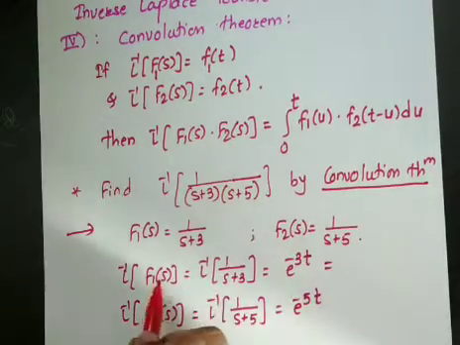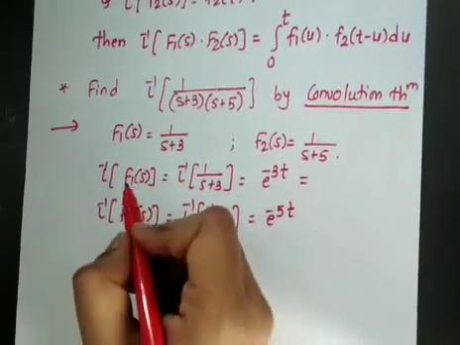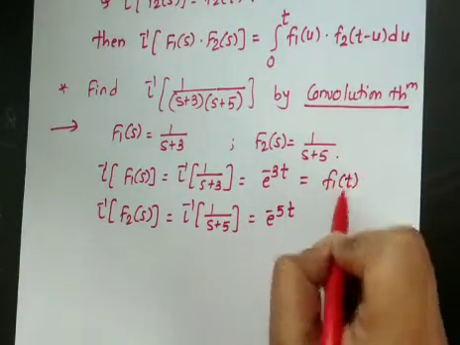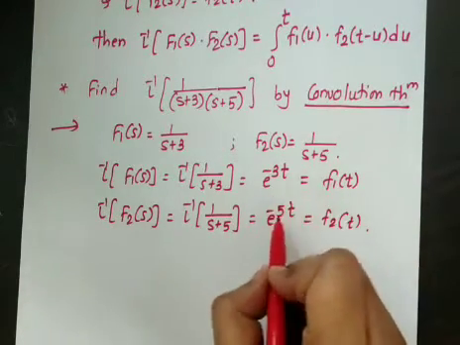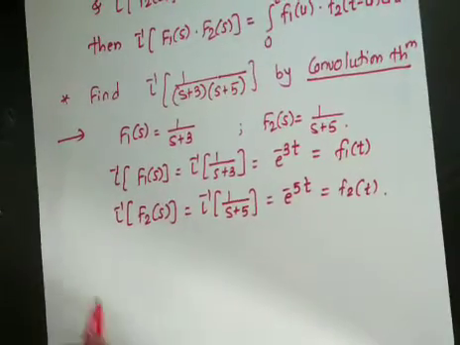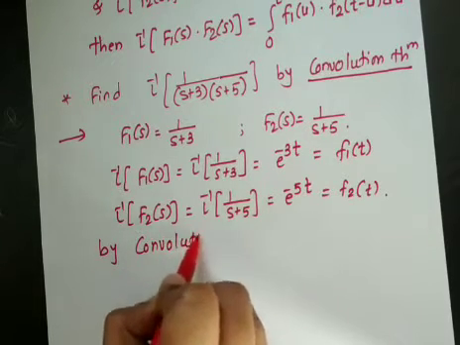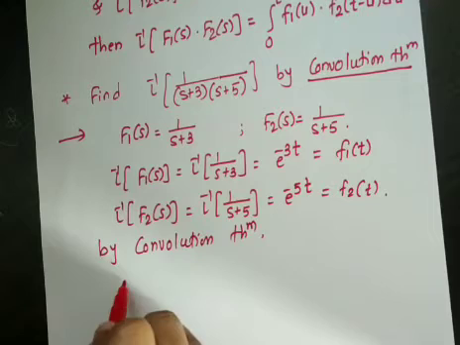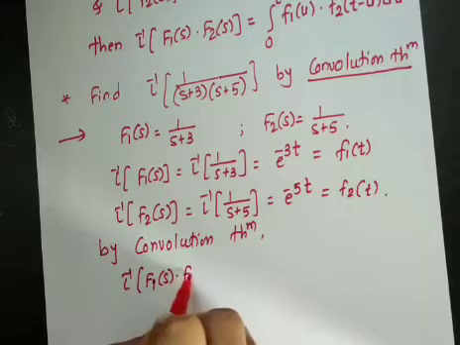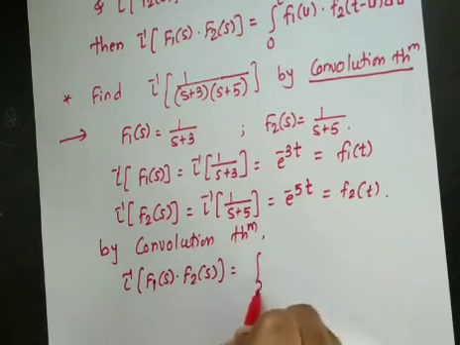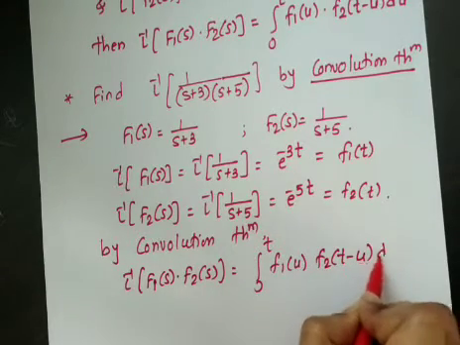So for the first function, Laplace inverse of f1(s), we will call it f1(t), and for the second we will call f2(t). So this is your function f1(t) and this is your f2(t). Now it is your choice, we can call f1 this one and f2 the other one as well. Okay, then by convolution theorem, I'll write the formula first. Laplace inverse of f1(s) into f2(s) is equal to integration 0 to t f1(u) into f2(t minus u) du.